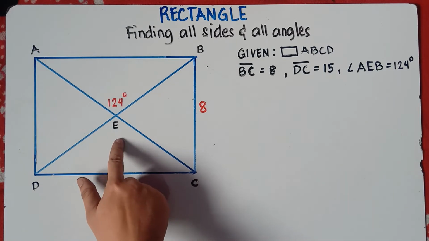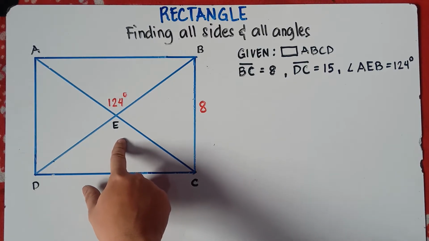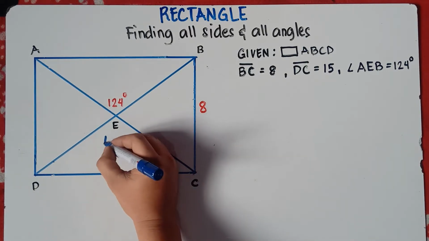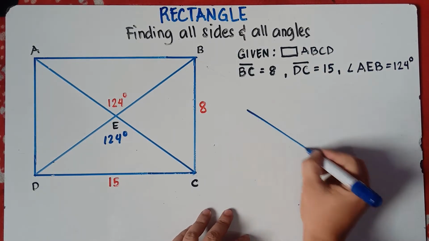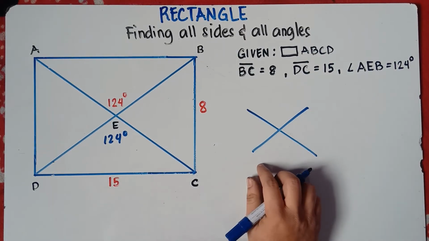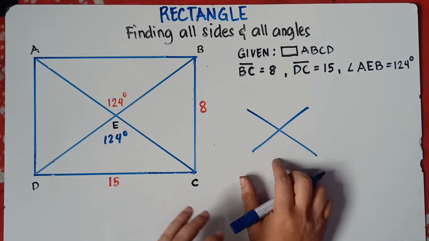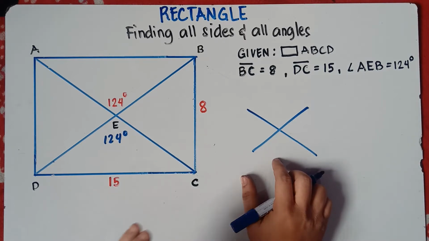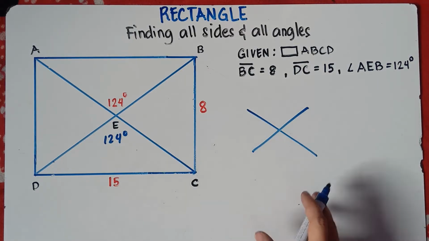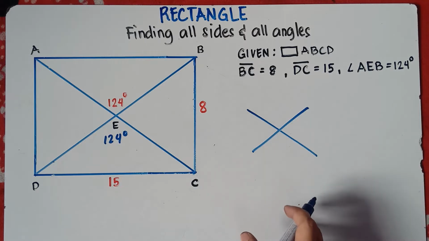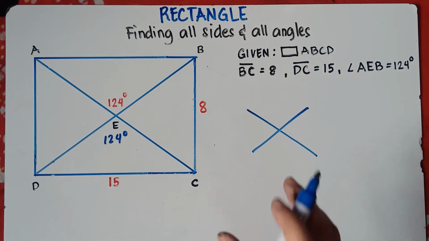Therefore, this one is also 124 degrees. Question, why is that, sir? Because vertical angles are congruent. Sir, when do we know that these are vertical angles? Vertical angles, class, are formed by two intersecting lines. So if you have two lines crossing each other, intersecting lines, they form vertical angles. And vertical angles are congruent.